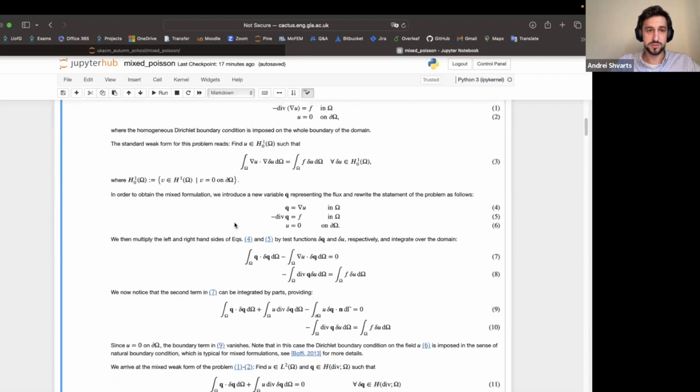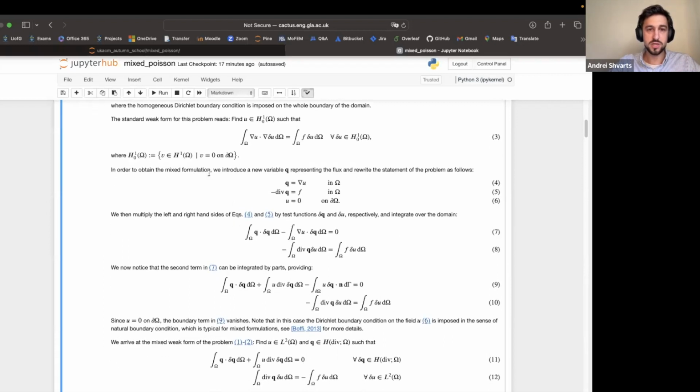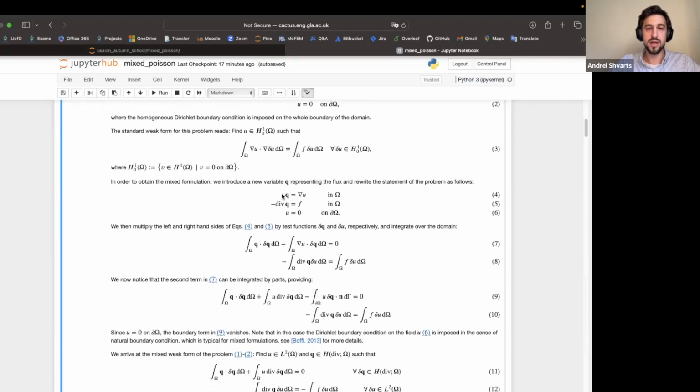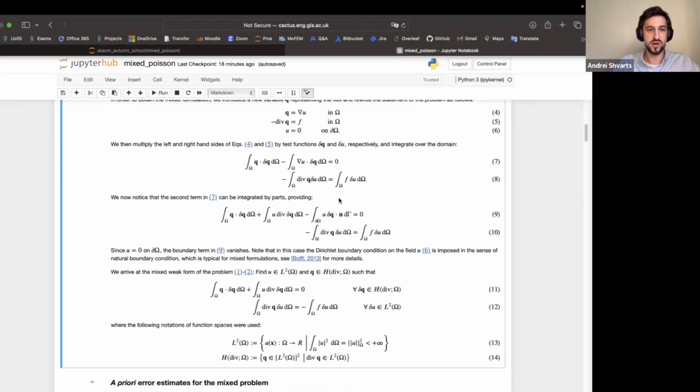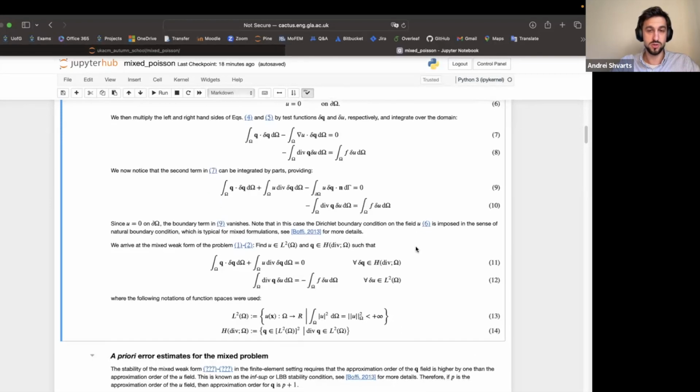We're going to, for comparison, also solve this standard weak form. But the real point of this tutorial is to look into the mixed formulation, the mixed weak form. To get there, we introduce this new variable q for the flux. Now we write the statement of the problem in this way. When we multiply the left-hand sides of the first two equations by the test functions and integrate by parts, we arrive at these integral equations, which will be the basis for the mixed weak form.